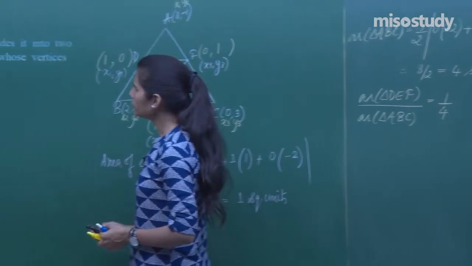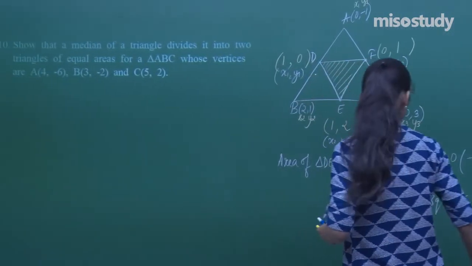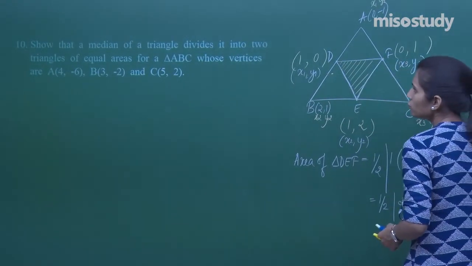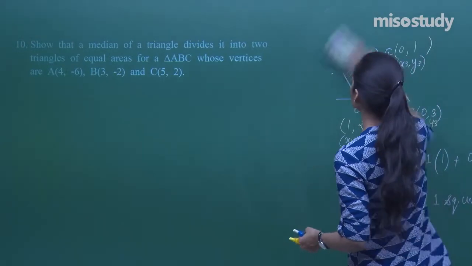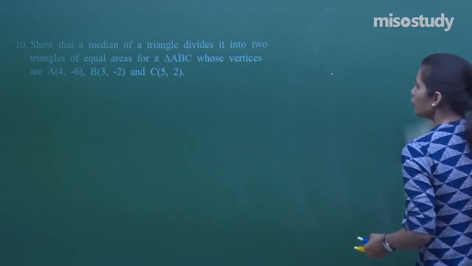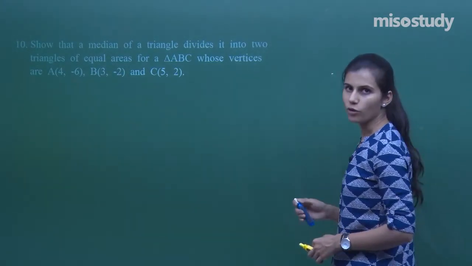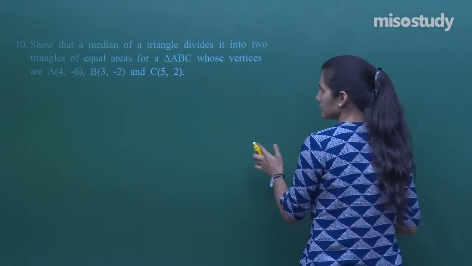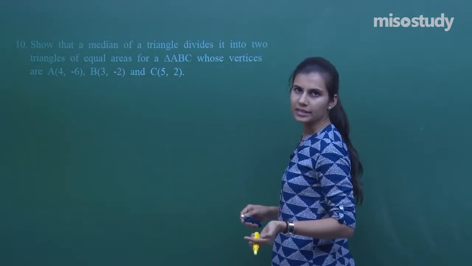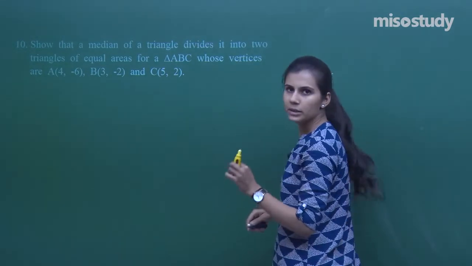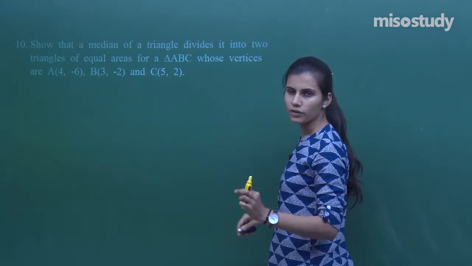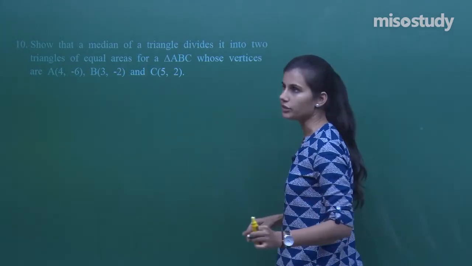Moving to the next question, we have: show that a median of a triangle divides it into two equal triangles, that means triangles of equal areas, for a triangle ABC whose vertices are given to you. I have to verify this result that a median divides a triangle into two triangles of equal areas. We have already done this result in our previous standard, but we have to prove this by using the concept of area of a triangle which we have learnt in coordinate geometry.